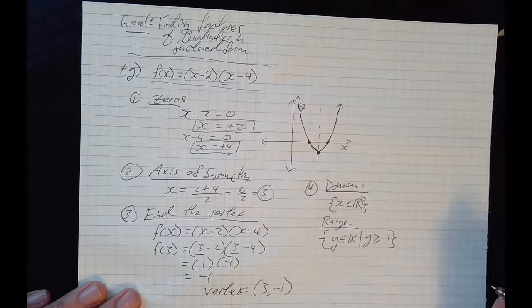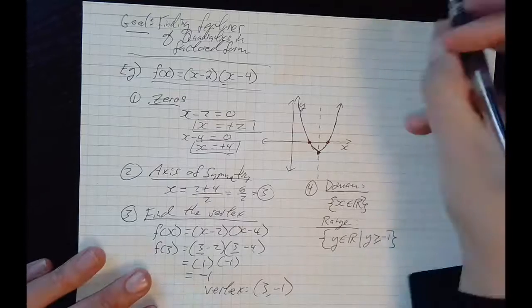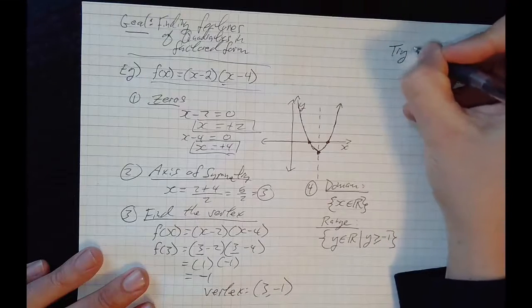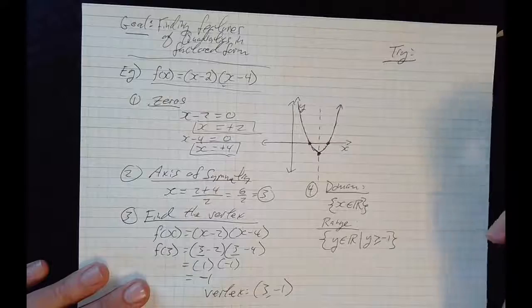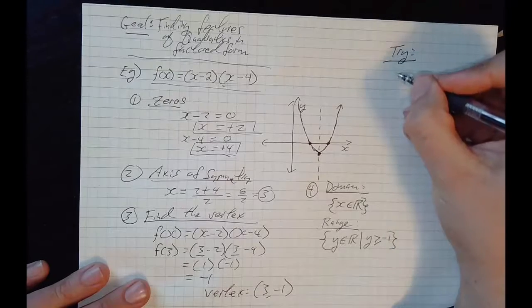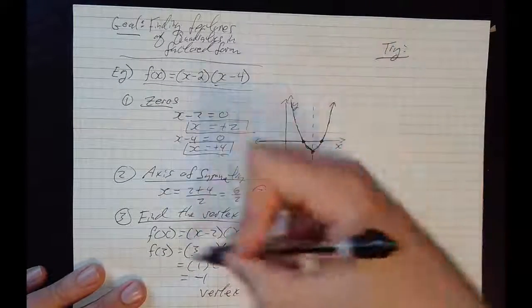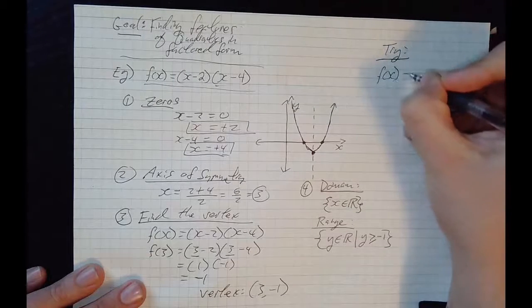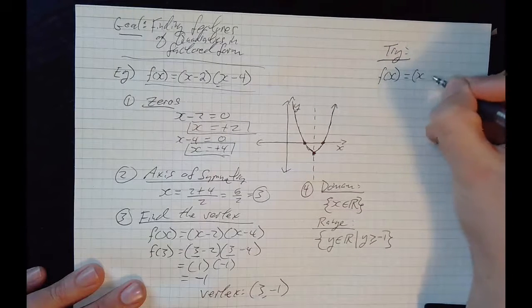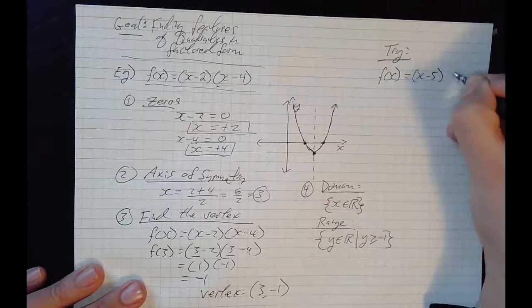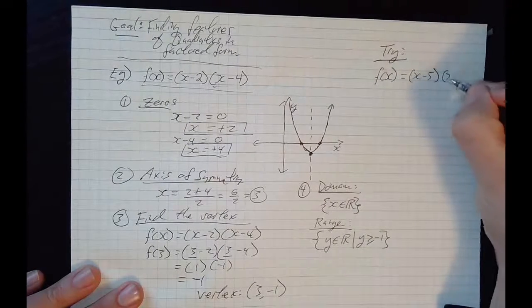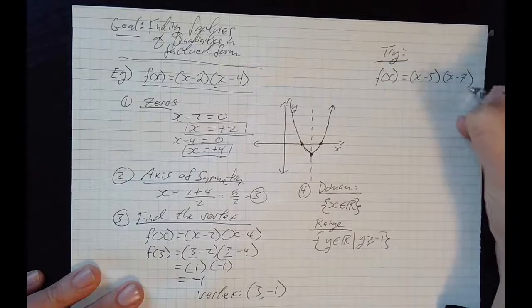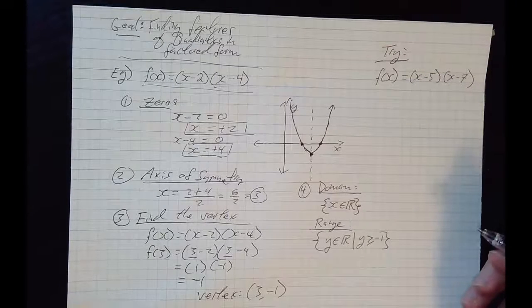Okay, at this point, I want you to try one. So I want you to take the following function and I want you to try to find its domain, its range, and all of the other features over here. So f of x is equal to x minus 5 times x minus 7. And let's see if you can find the key features of that function there.